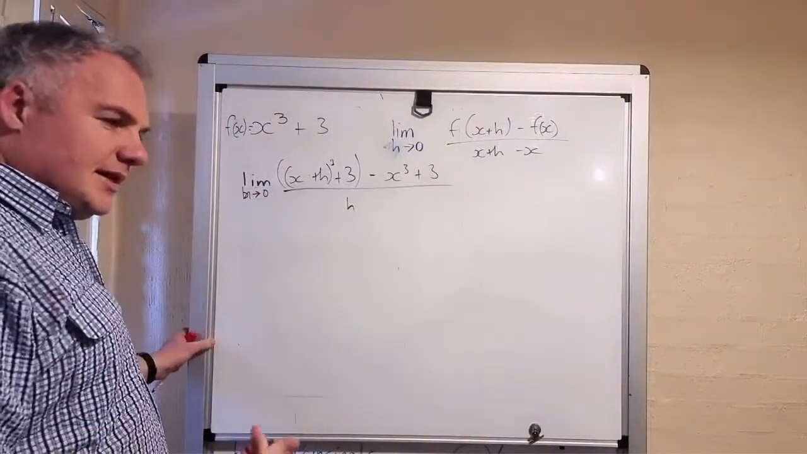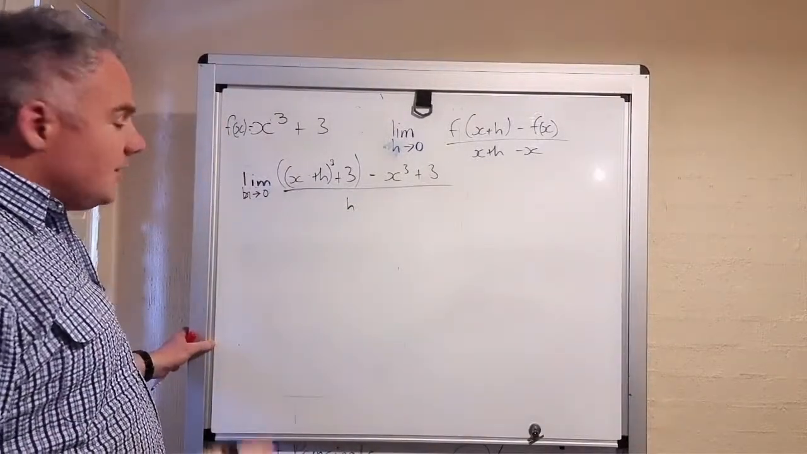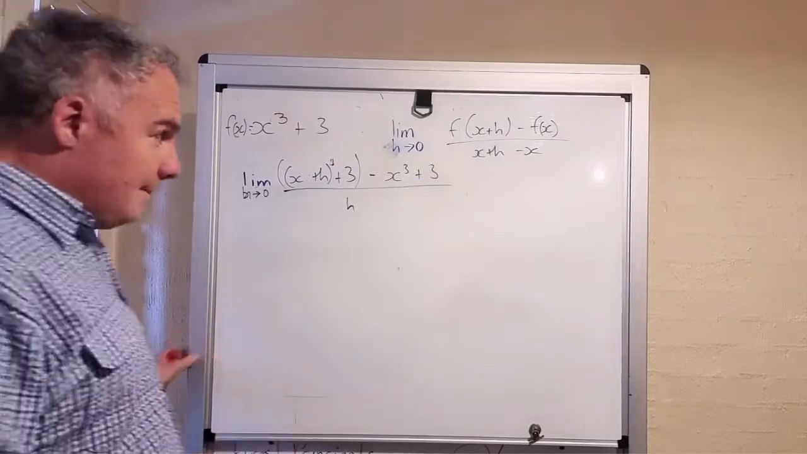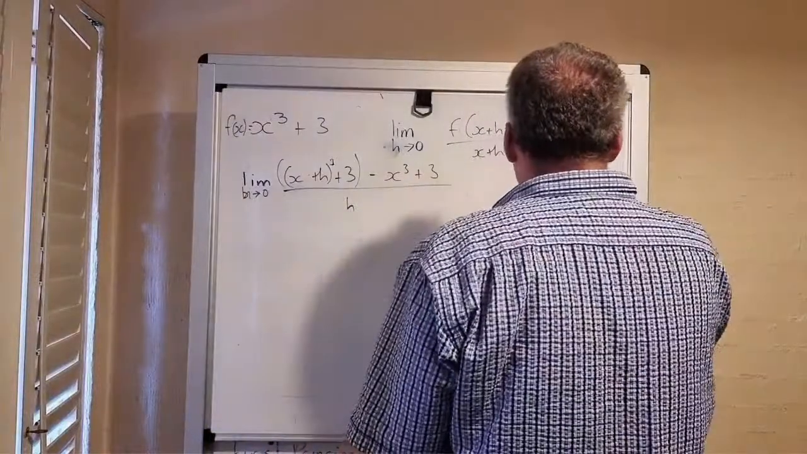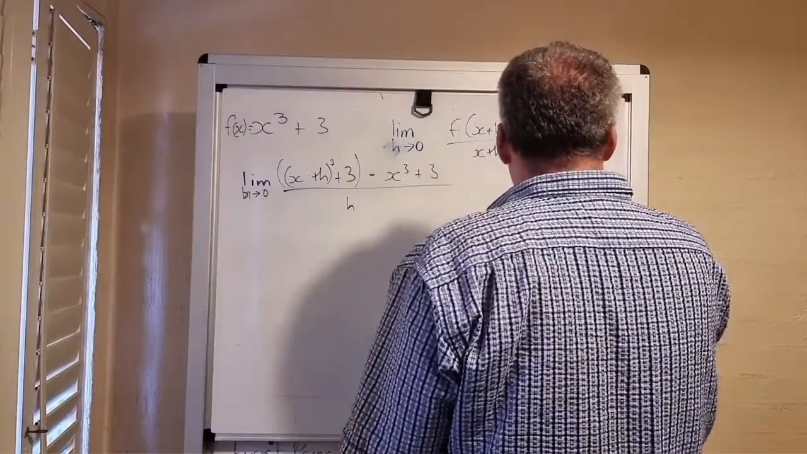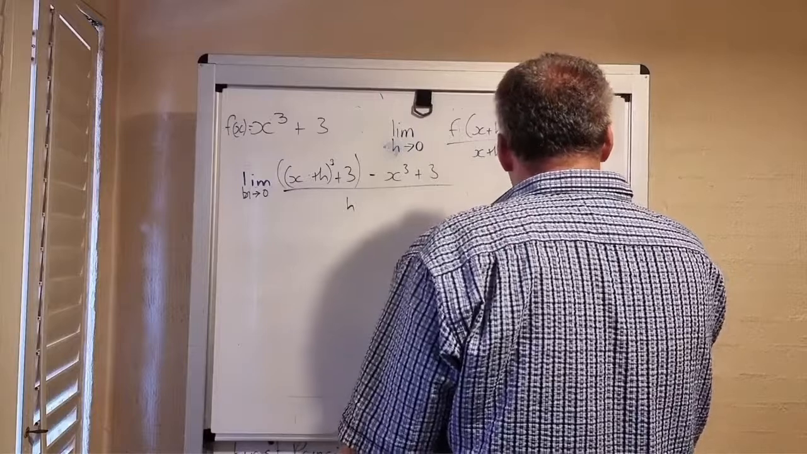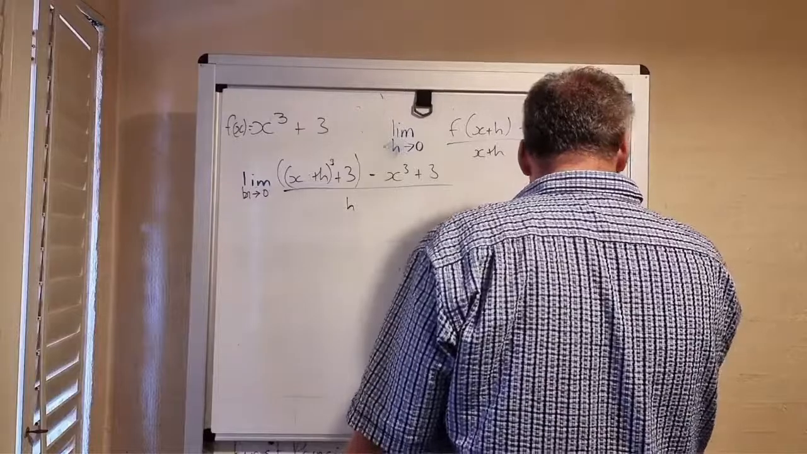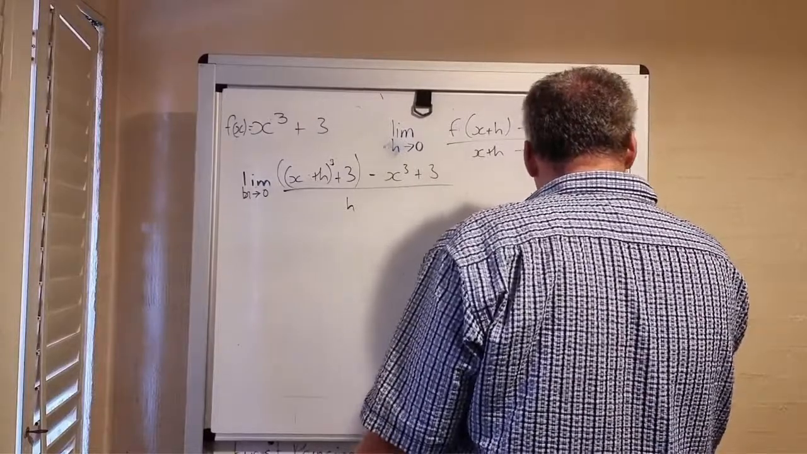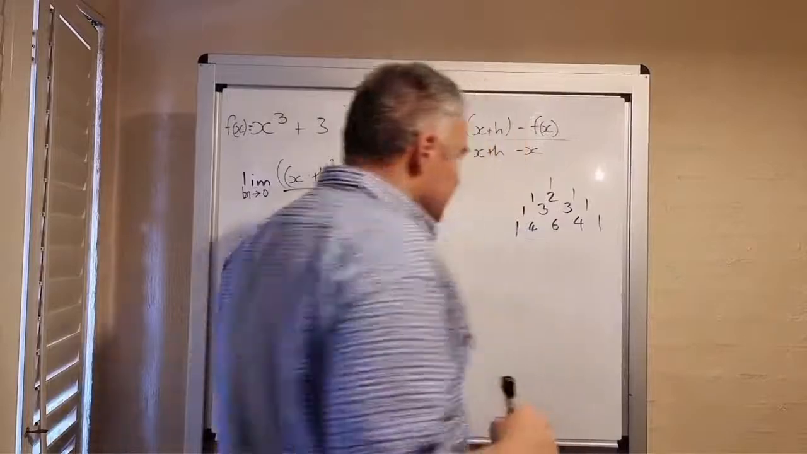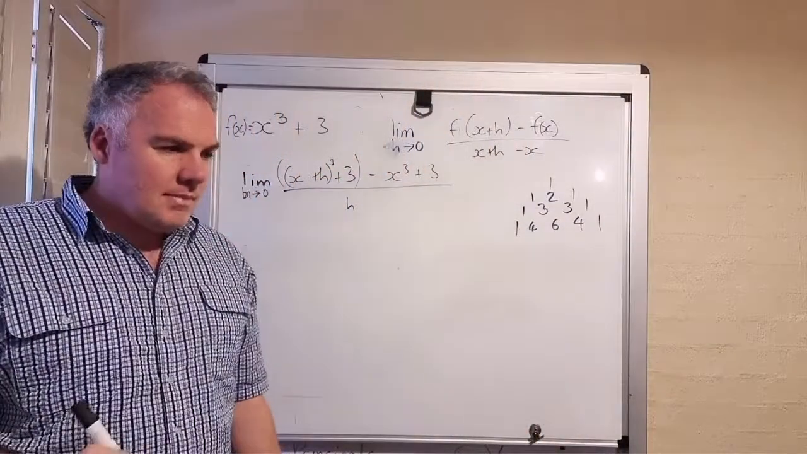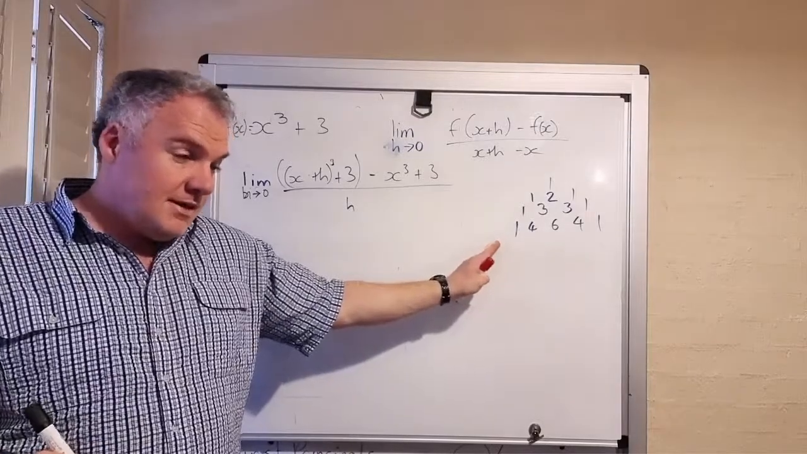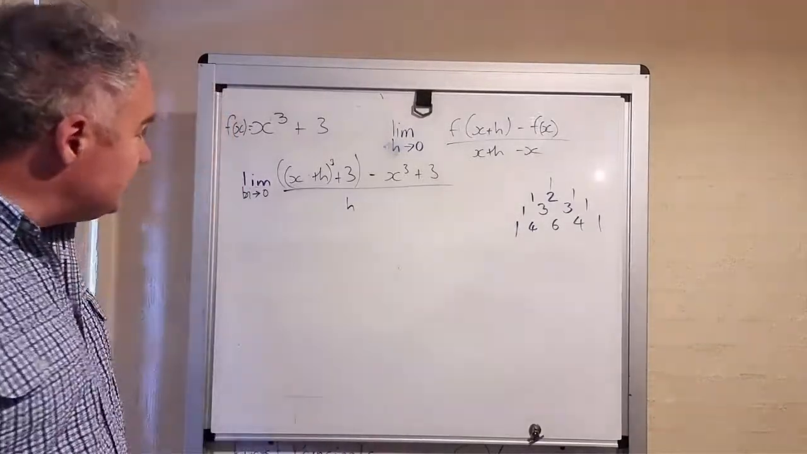Okay, now I need to expand that. I'm going to use the Pascal's triangle one, because it makes it a little bit quicker. So just remember Pascal's triangle goes 1; 1, 1; 1, 2, 1; 1, 3, 3, 1; 1, 4, 6, 4, 1. This is why we do the effort on Pascal's triangle. I'm going to leave that up there because it is going to become important later on.